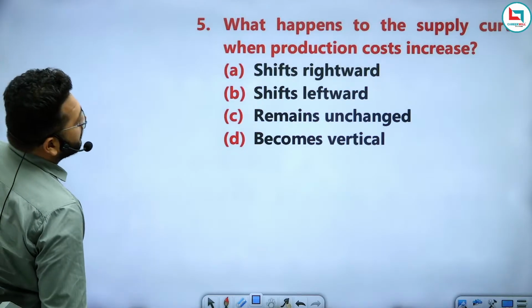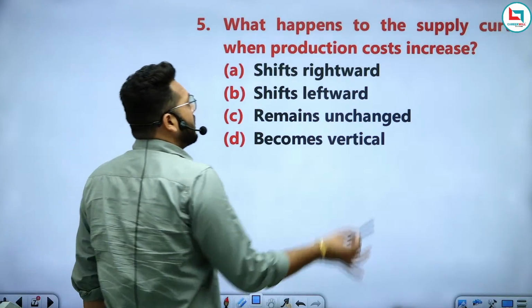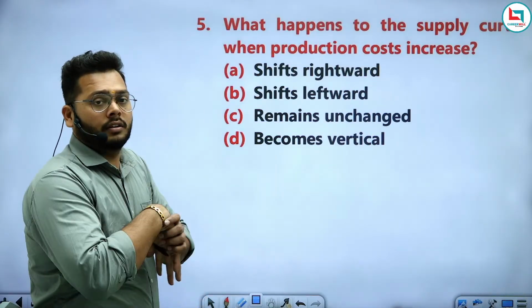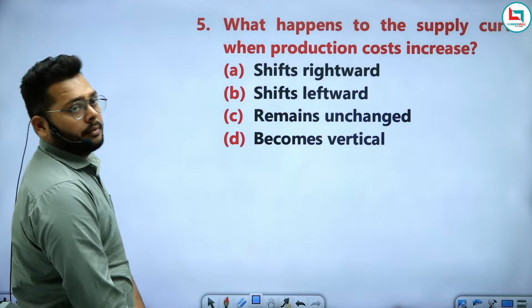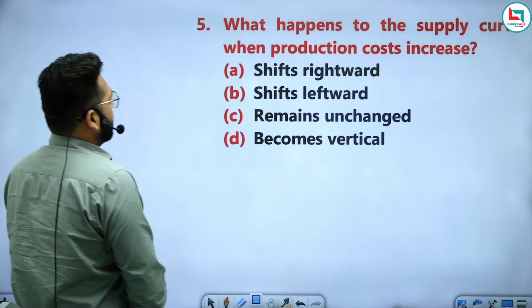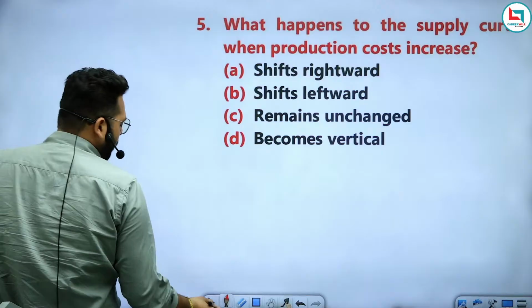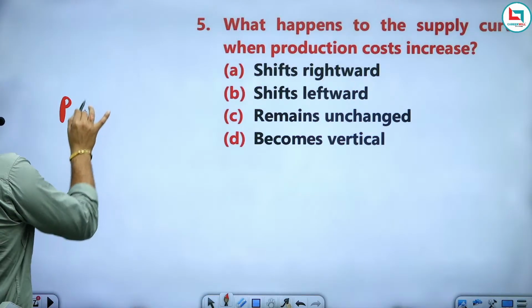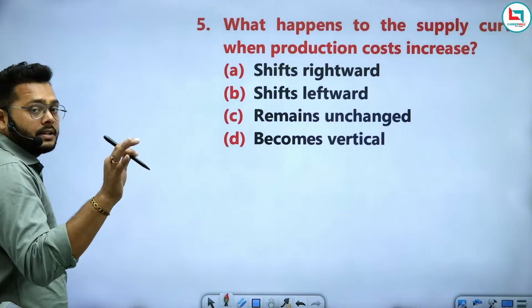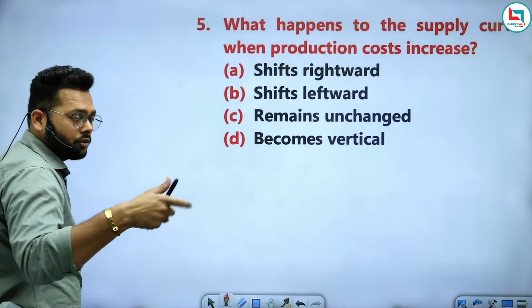What happens to the supply curve when production cost increases? Shift rightward, shift leftward, remain unchanged, or becomes vertical? So tell me, what happens to the supply curve when production cost increases? As you all know, I'm talking about production cost, not the market price. There is a difference between market price and production cost.